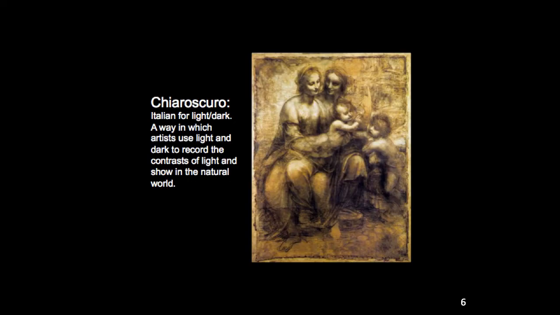Now, artists have been interested in using value to create drama in work, dating all the way back to the Renaissance. Chiaroscuro is Italian for light and dark, and it's used to describe the way in which artists record the natural contrast of light and shadow in the world.